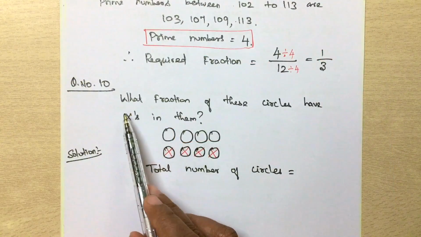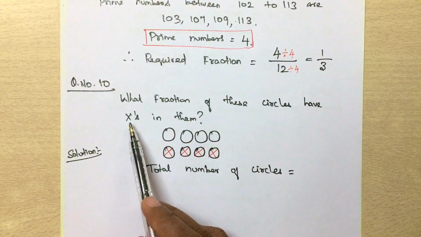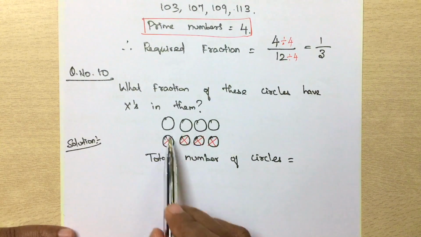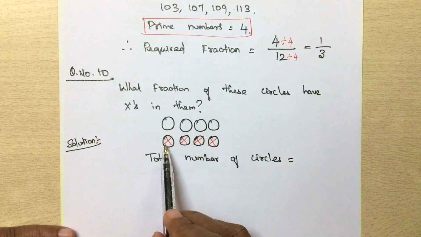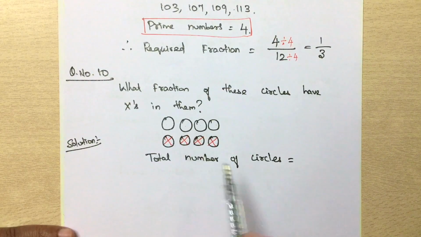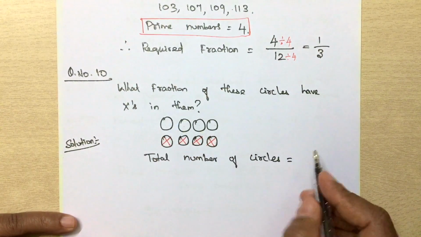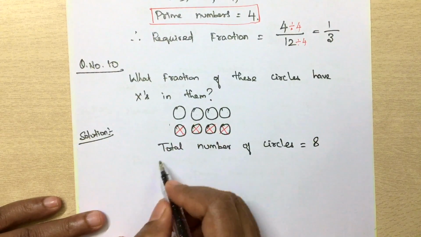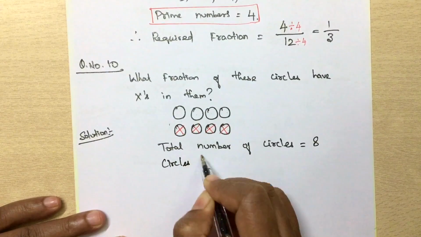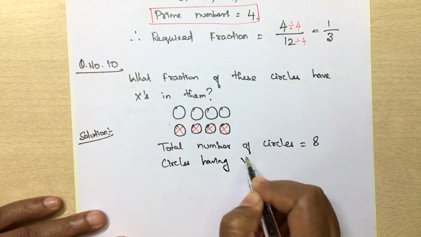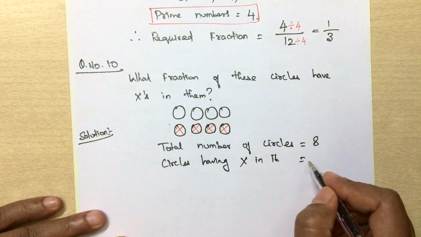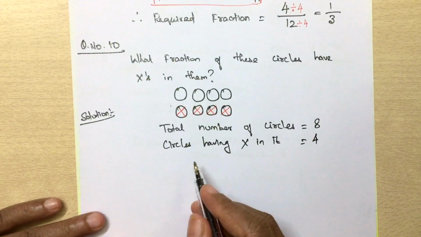10th question. What fraction of these circles have x in them? So this is the given diagram. We can see there are total 8 circles. 1, 2, 3, 4, 5, 6, 7, 8. Out of which the bottom ones have the x in it. So total number of circles, 8, we have. Okay. The question is about circles having x in it. So circles, how many circles are having x in it? It is only 4.